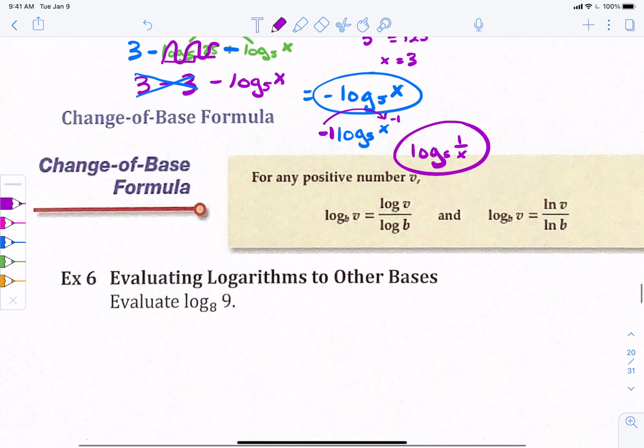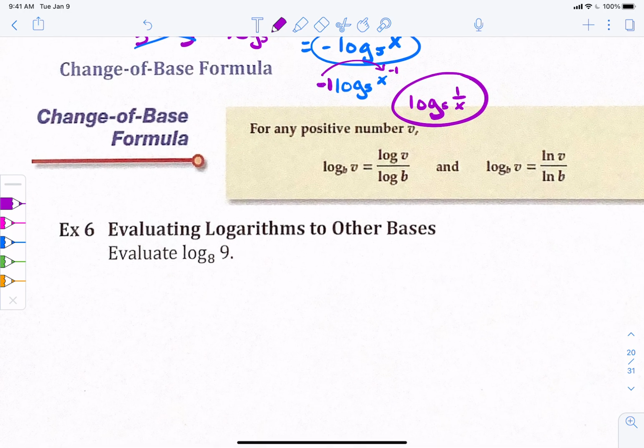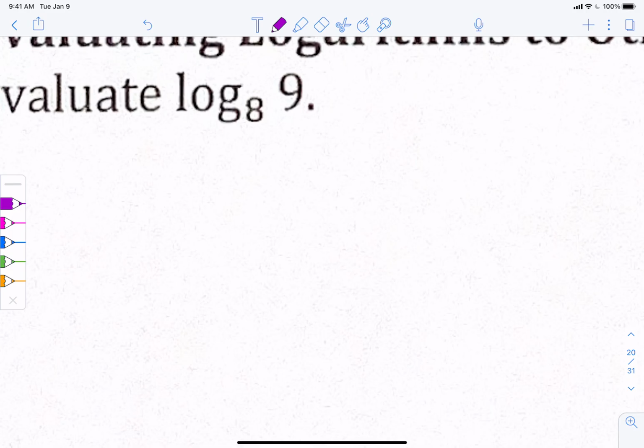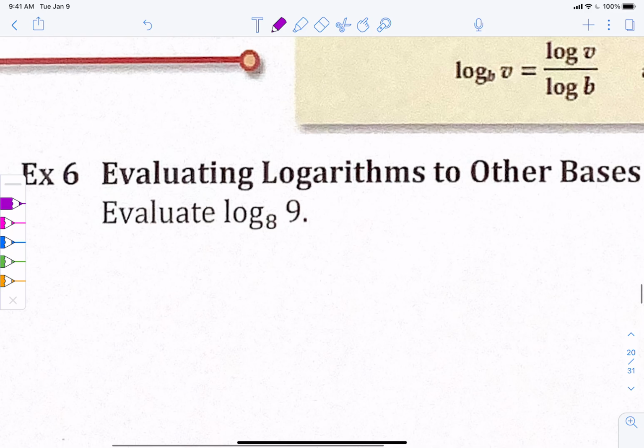All right. Couple more. If you are given a problem like this one, log base 8 of 9, okay? Throw it away, because we don't like it. Can't you just plug it into your calculator and call it good? You can, but you need to know how to convert to a different base.